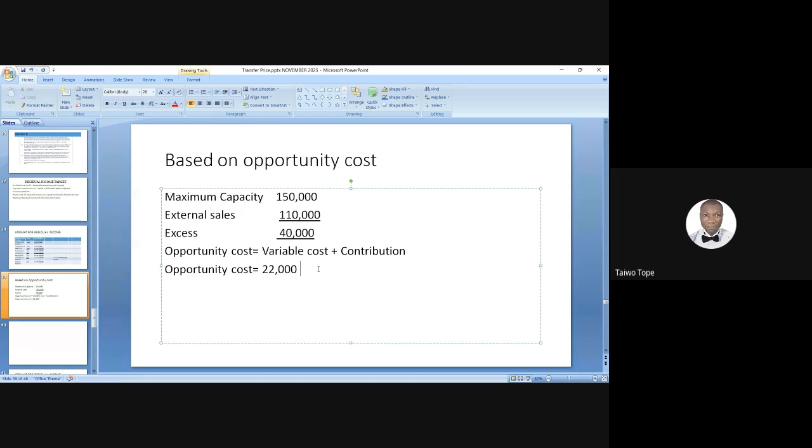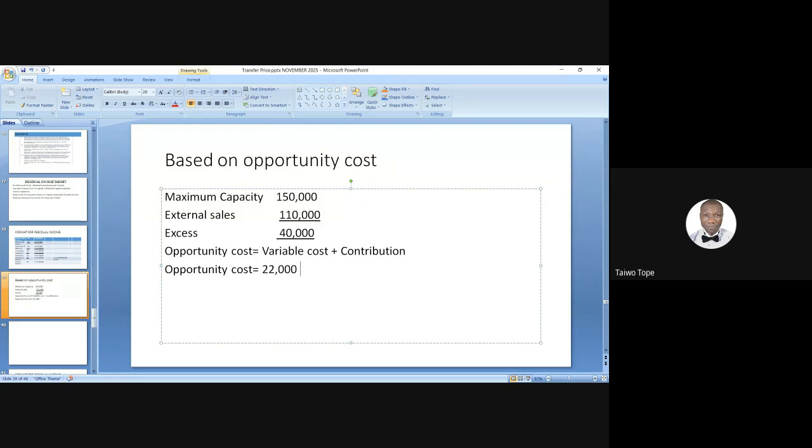22,000, right? So what they are sacrificing is the contribution, but the contribution is zero at this point because there's nobody to buy. They are supposed to make a profit of what? 35 minus 22,000 will give you what? 35 minus 13,000. 13,000. You understand? 13,000 should be the contribution. But since nobody is buying this 40,000 except division 1, they are not sacrificing this 13,000.